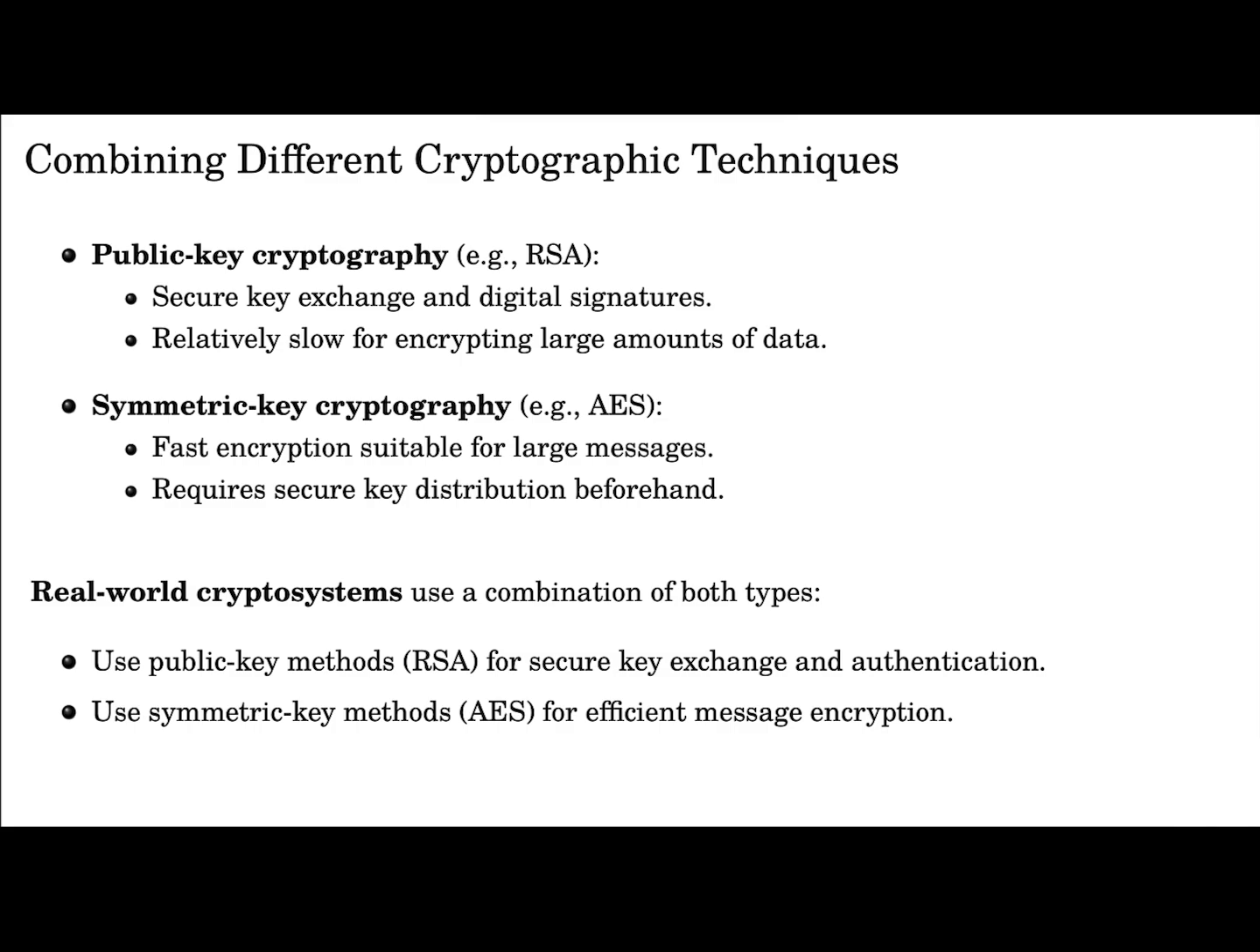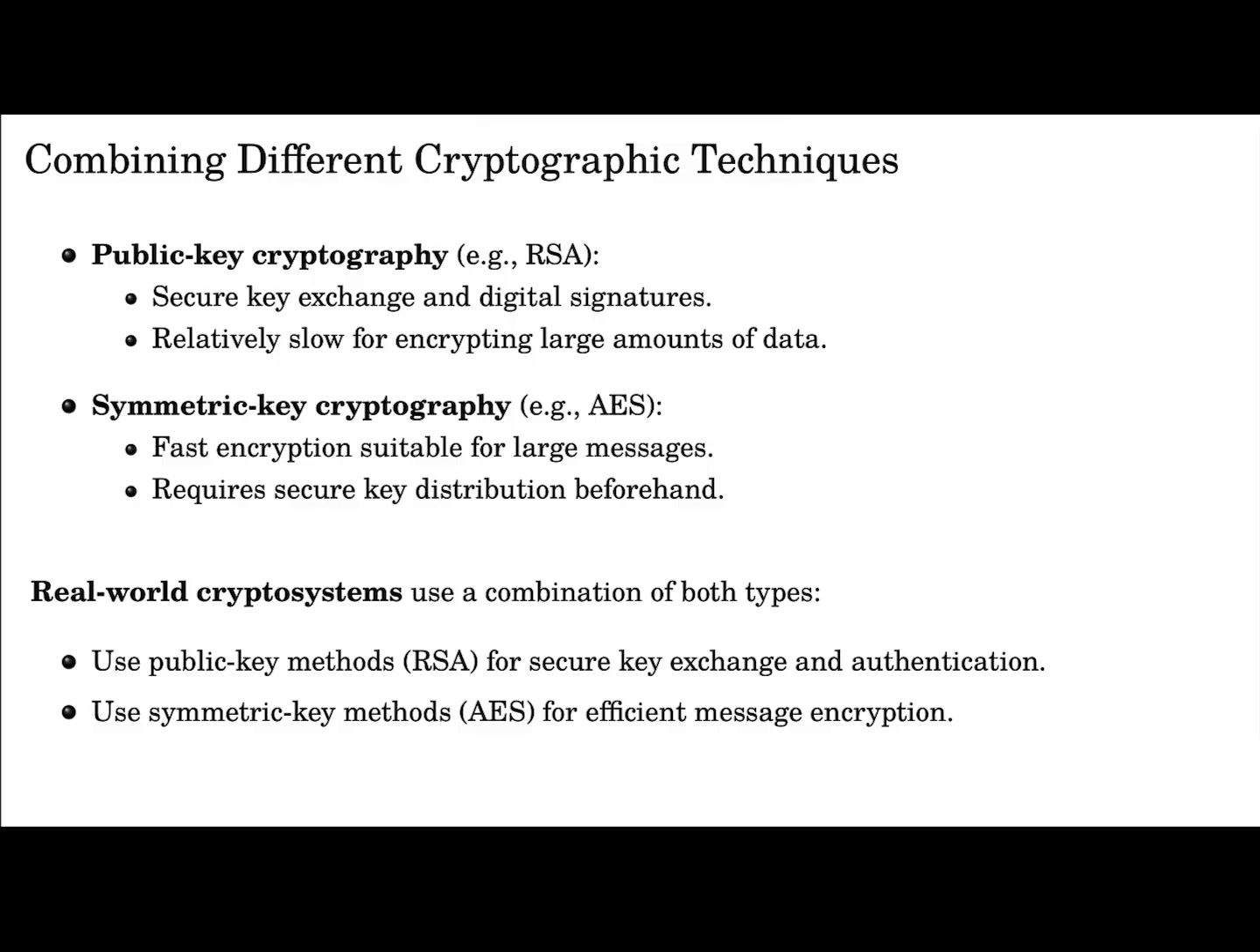So on the other hand, we had symmetric key cryptography, such as AES. And one of the nice things about that is that it's fast and efficient. And so this is what we want for encrypting large amounts of data. But it had a problem, right? Symmetric key cryptography had the problem that Alice and Bob need to already share the same secret key.